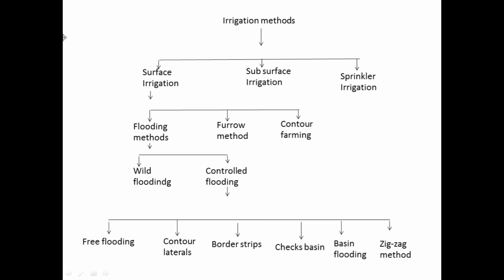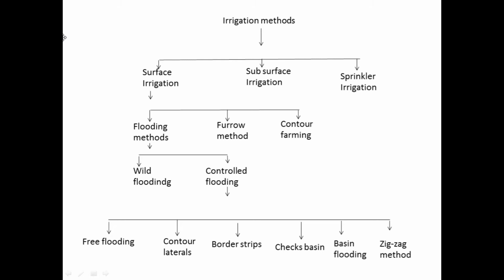Now we are moving to the irrigation methods. Generally there are three main types of irrigation methods: first is surface irrigation, subsurface irrigation and the sprinkler irrigation. In the subsurface irrigation there are also three subtypes: flooding methods, furrow method and contour farming. Next, for the flooding methods there are also two subtypes: wild flooding and the control flooding.